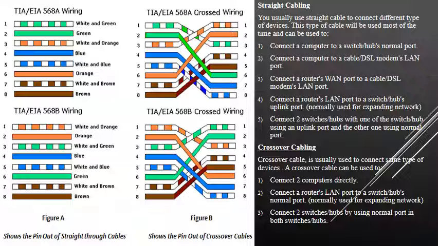Crossover cabling. Crossover cable is usually used to connect the same type of devices. A crossover cable can be used to connect two computers directly, or connect a router's LAN port to a switch or hub's normal port, normally used for expanding networks, or connect two switches or hubs using a normal port in both switches and hubs.